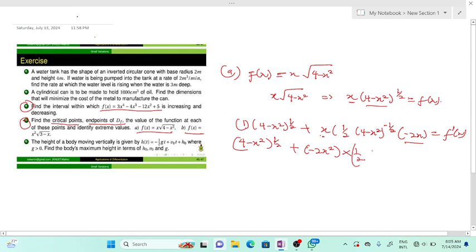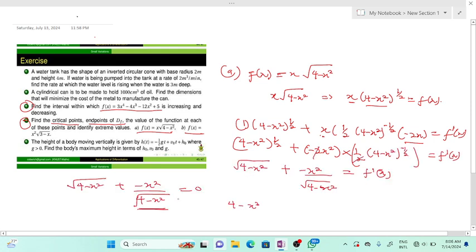So at this point, I can say that my critical point is 0. Then I'll equate this to 0. 4 minus x squared plus negative x squared over the square root of 4 minus x squared is equal to 0. So what do I do? I'll multiply through by my denominator. When I multiply this and this, I'll get 4 minus x squared because the square root will cancel, plus negative x squared multiplying 1 is equal to 0, right? So at this point, you are almost at the point.